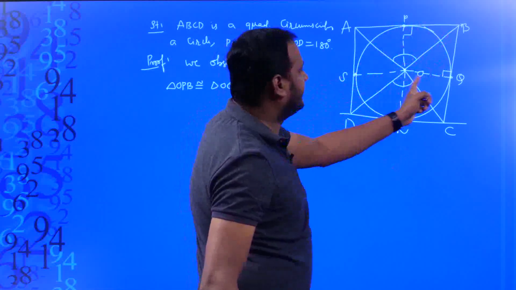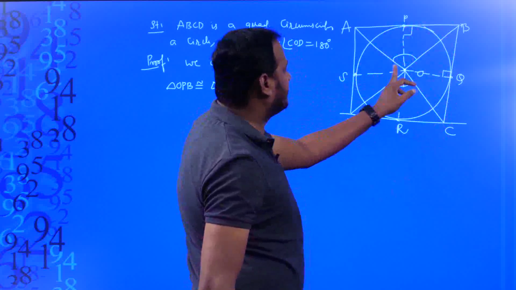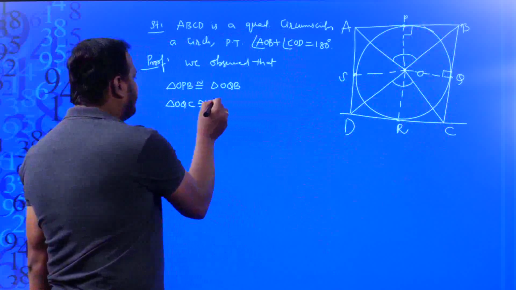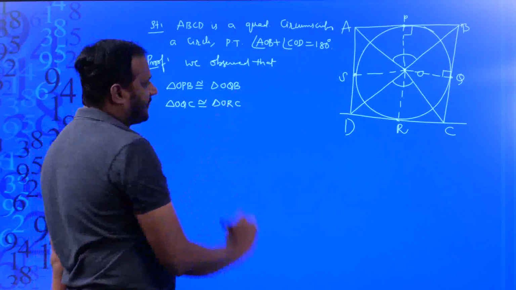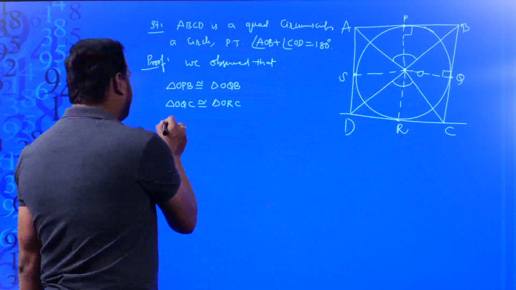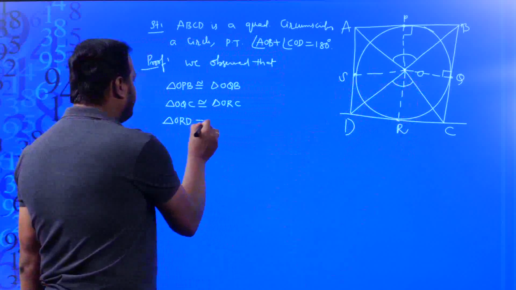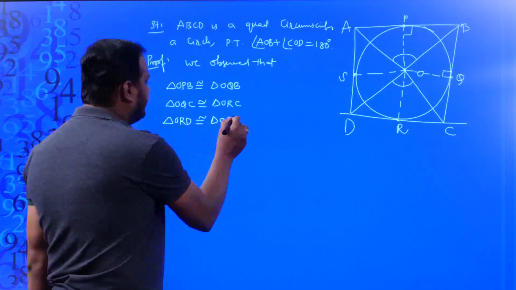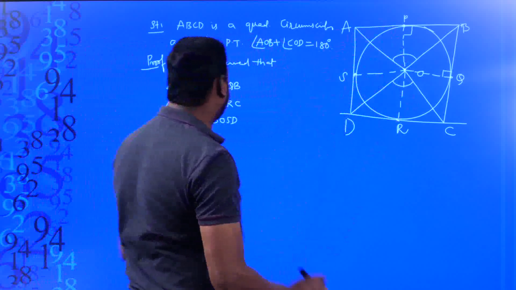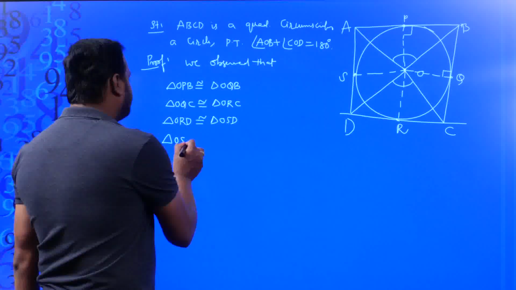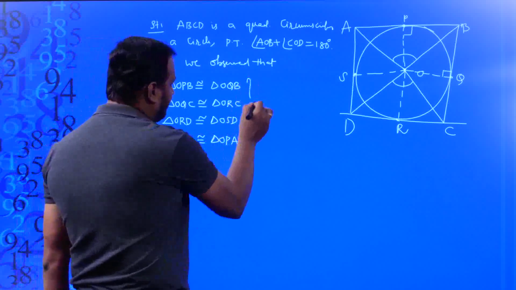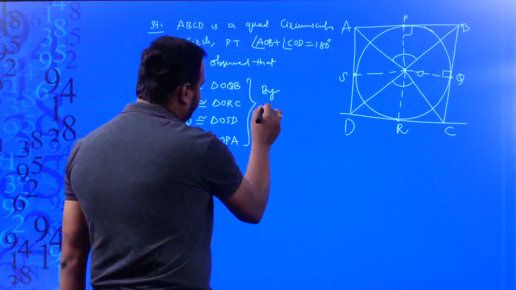So, OPB is congruent to OQB, and OQC is congruent to ORC, so triangle OQC is congruent to triangle ORC. Then triangle ORD is congruent to OSD, so triangle ORD is congruent to triangle OSD. And then triangle OSA is congruent to OPA, so triangle OSA is congruent to triangle OPA by RHS congruence.